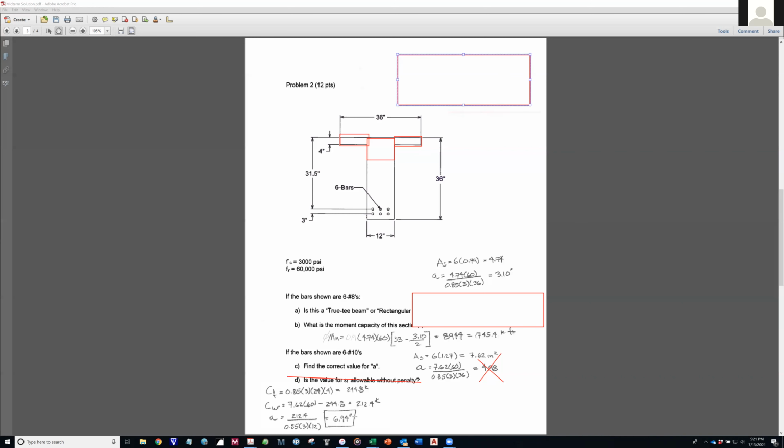Just confirming, there's problem 2 sets, right? Yes. So yours may not look exactly like. Okay. Yeah.